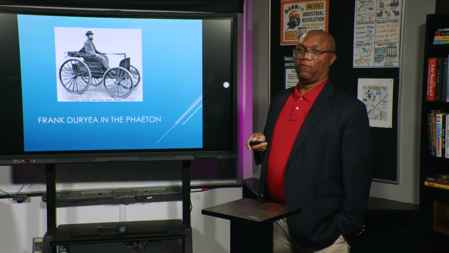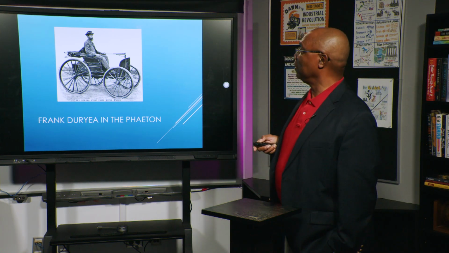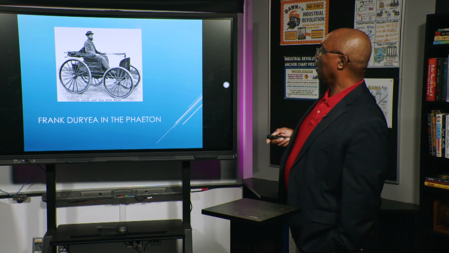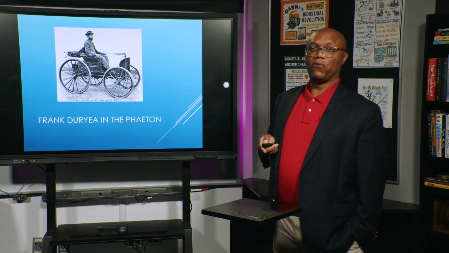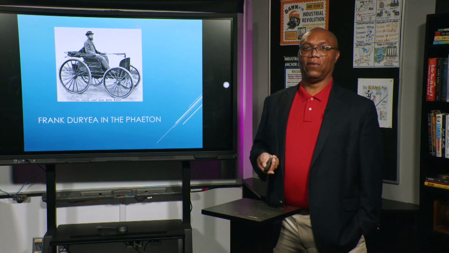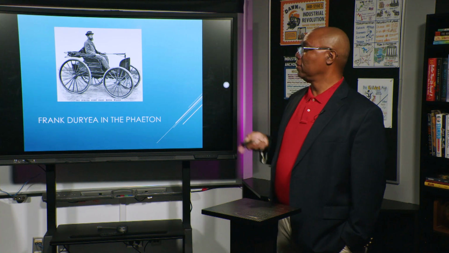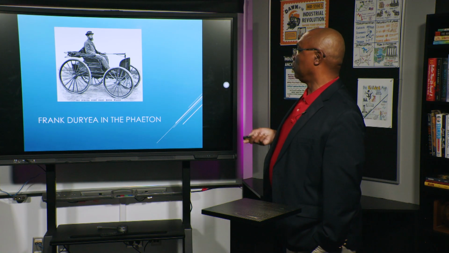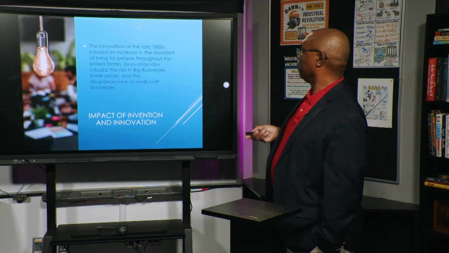Frank Duryea in the Phaeton. He and his brother Charles Duryea created one of the first motor cars, and in it you see him sporting those aren't 22s; those are more like 42s that he has on it. So when you look at the Phaeton and the beginning of the automobile, we look at our contribution, Frank and his brother Charles Duryea.